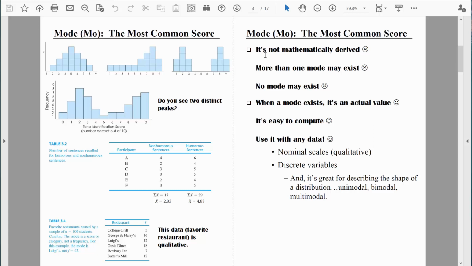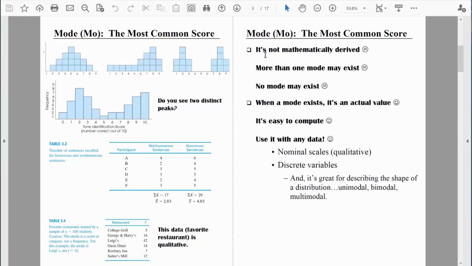What I mean by that is that there is no mathematical formula for computing the mode. We do not compute the mode. We just find the mode. We look at all of our data points and we find which one occurs most frequently. Because the mode is not mathematically derived, because there's not a formula for computing it, we can't expand upon it.